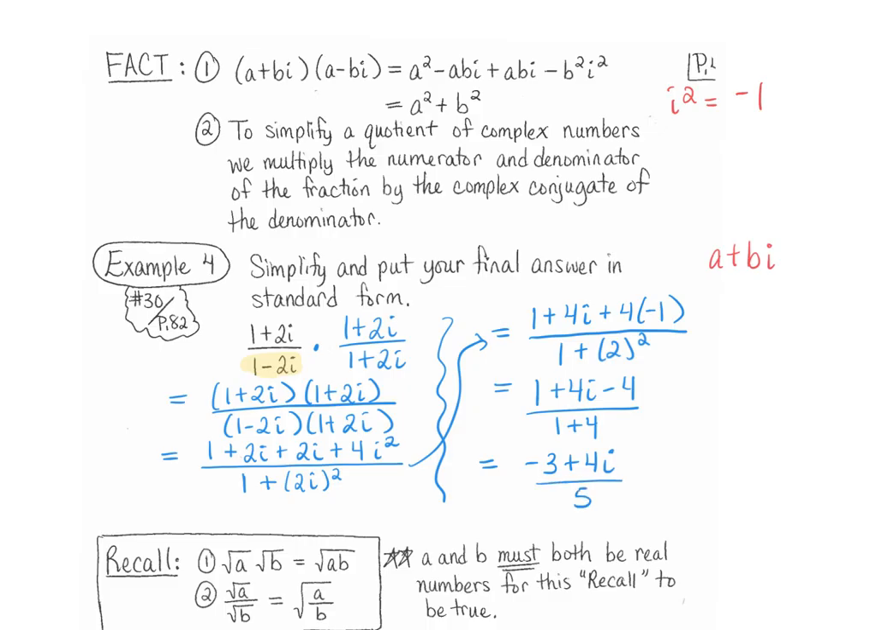We want to write our final answer in standard form. So that would be negative 3 over 5 plus 4 over 5 i. That's our final answer. That's dividing complex numbers.